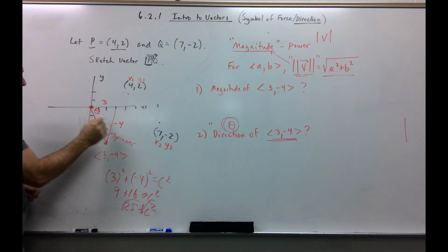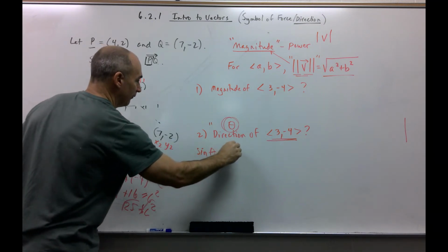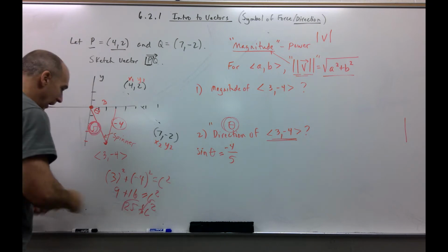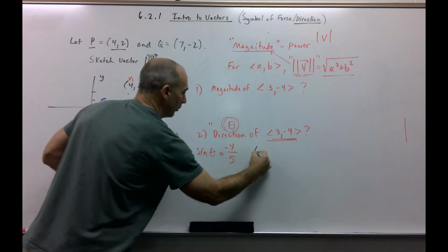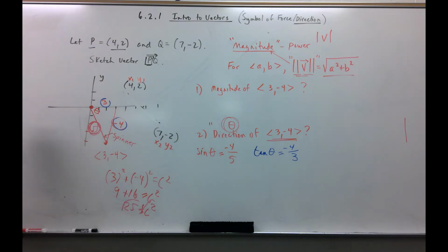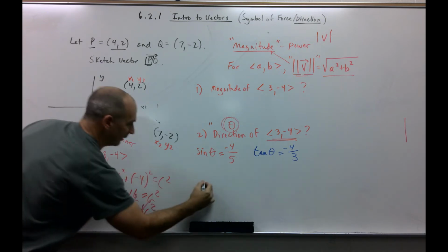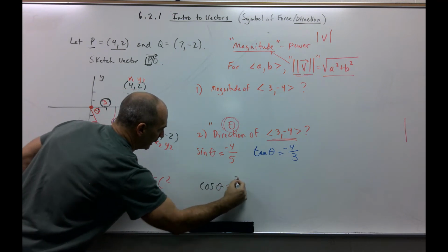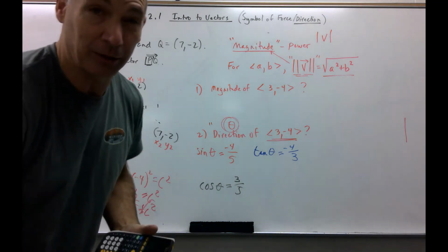If I looked at this, and then this, and this jumped out in my head, I'd go sine of theta equals -4 fifths. Another student might have this and this jump out at them, so they would go tangent of theta equals -4 over 3. And then one more color. Another student would look at this reference angle, would look at this and this, and so they'd say cosine of theta equals 3 over 5. Each one of these approaches has its own little twist, so let's talk about it.